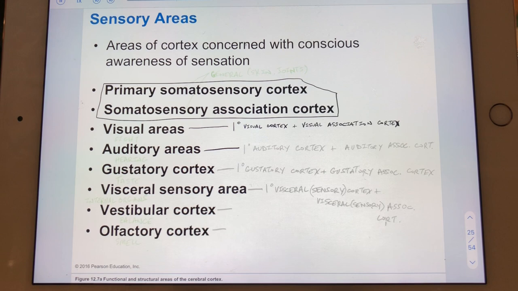The auditory areas. Oh, we have a primary auditory cortex and an auditory association cortex. I'm running out of room. This says gustatory cortex, but sure enough, we have a primary gustatory cortex and a gustatory association cortex.